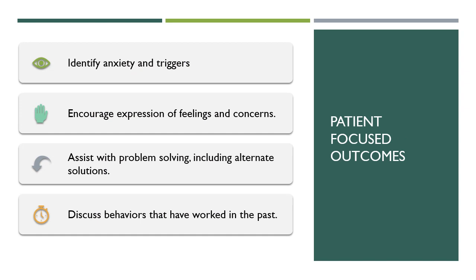When we're focusing on the patient and the outcomes, the things that we want the patient to work towards are identifying their anxiety, that feeling, and the triggers, the things that tend to cause that anxiety to be present. We want to encourage them to express their feelings and their concerns. Assist them with problem solving and encourage them to do problem solving, including coming up with some alternate solutions. This may be through role play or modeling behaviors. Discuss with them behaviors that have worked in the past and provide outlets for tension and energy so that it doesn't build.